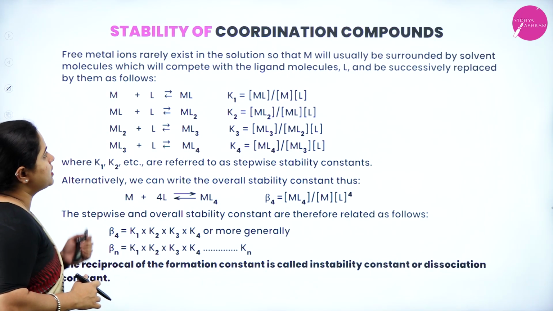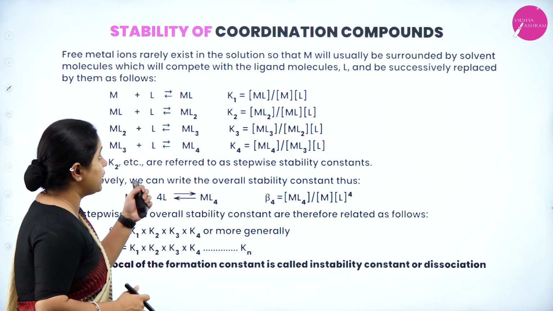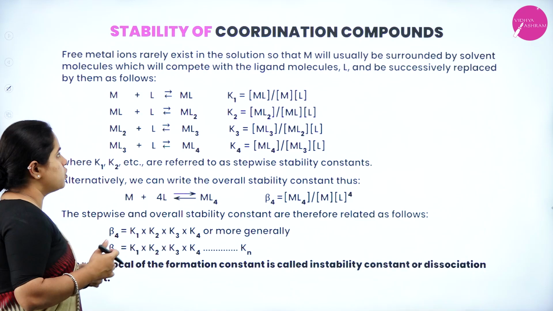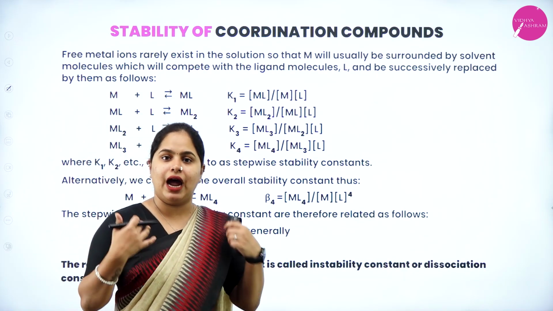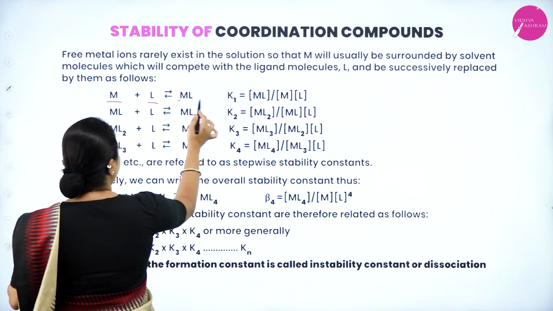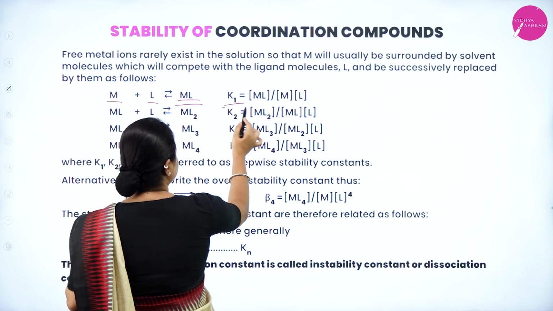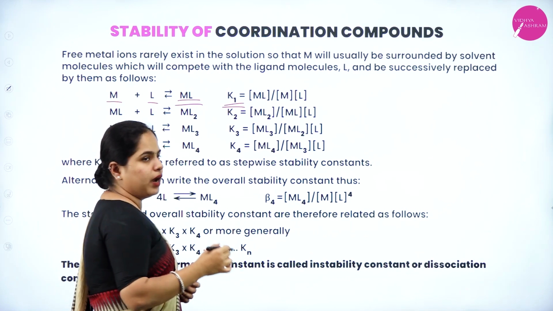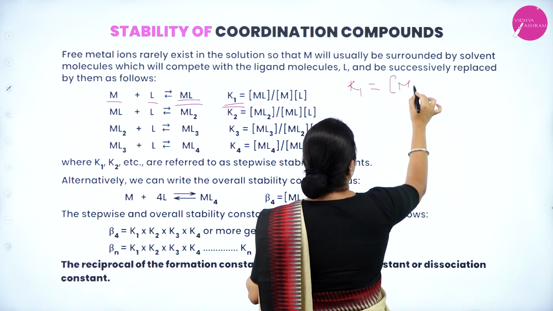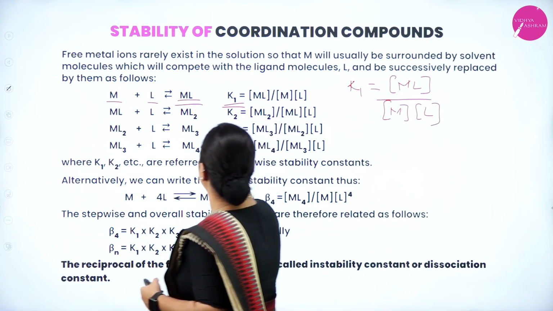Free metal ions exist in the solution, so the metal will usually be surrounded by solvent molecules, which will compete with the ligand molecules L and will be successively replaced by them as follows. So what we are going to do is successively add ligands here. In the first step, you can see there is a metal to which a ligand is added. A coordination compound formed is ML. Then the stability constant K1 will be ML by M into L. What is in the product? It is ML. And the reactants present are M and L. So this is the stability constant for the first reaction.